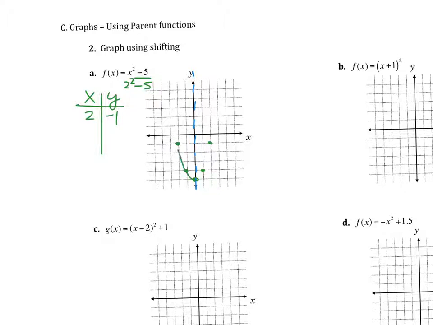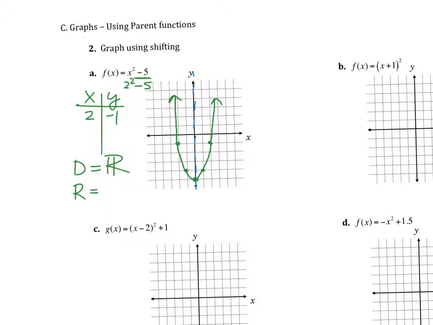Draw in your U. Make sure you're not trying to draw straight lines. They're not straight. They're curved. It's a U shape. Okay? What's the domain of this? All real numbers. Please don't get that wrong. I'll cry.